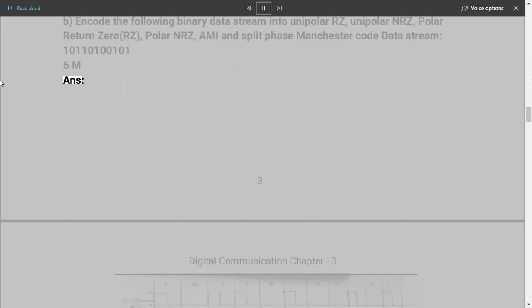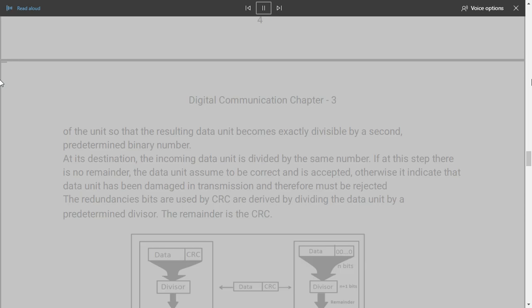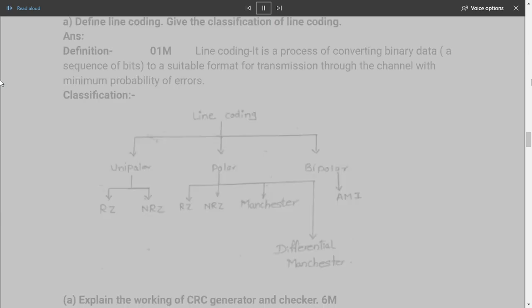Digital Communication Chapter 3. 4. A. Define line coding. Give the classification of line coding. ANS: definition, 1 mark. Line coding is a process of converting binary data, a sequence of bits, to a suitable format for transmission through the channel with minimum probability of errors. Classification.